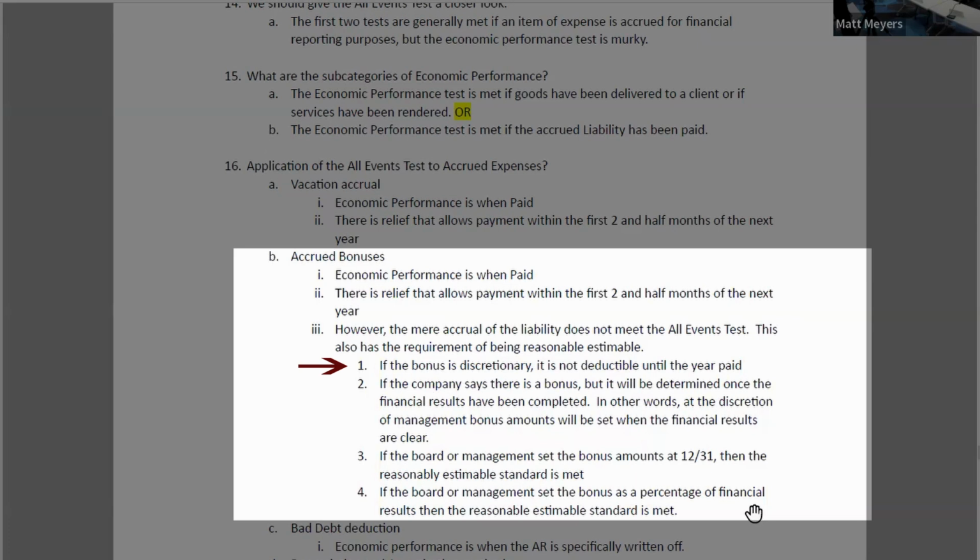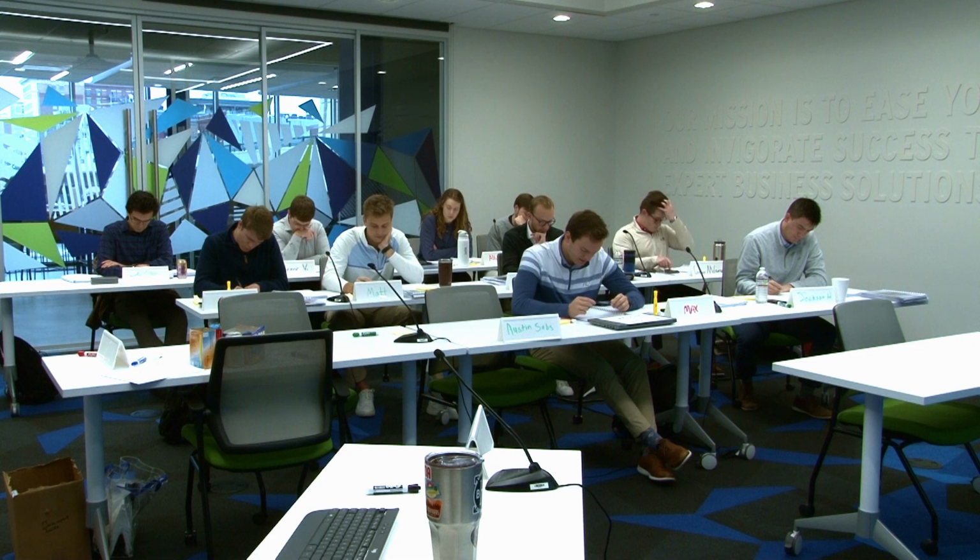If bonus is discretionary, it is not deductible until the year paid. If the company says there is a bonus, but it will be determined once the financial results have been completed, in other words, at the discretion of management, bonus amounts will be set when the financial results are clear. If the board or management set the bonus amounts at 12/31, then the reasonably estimable standard is met. And if the board or management set the bonus as a percentage of financial results, then the reasonably estimable standard is met. Okay, so let's talk about what that means.